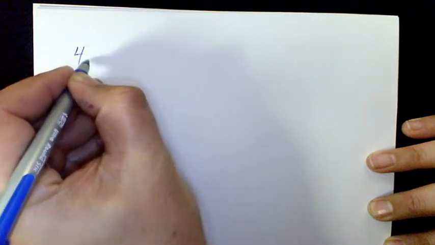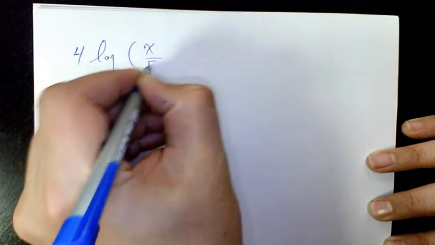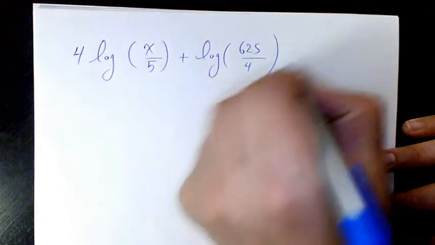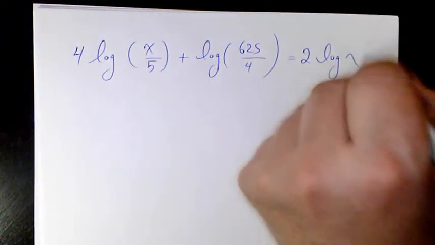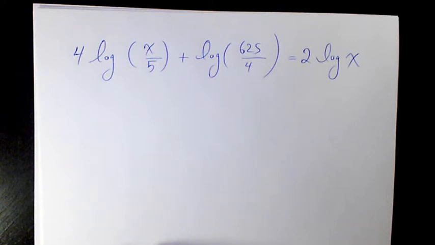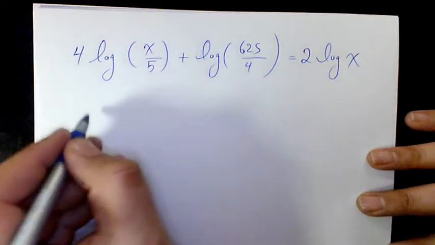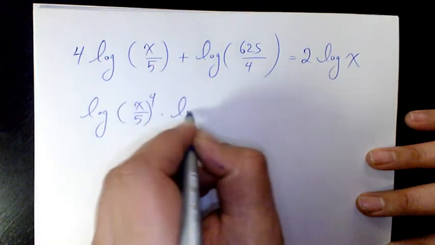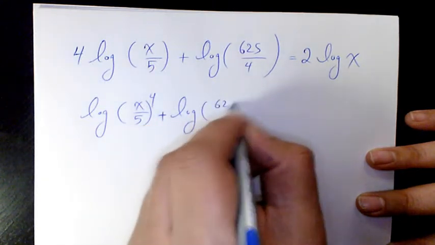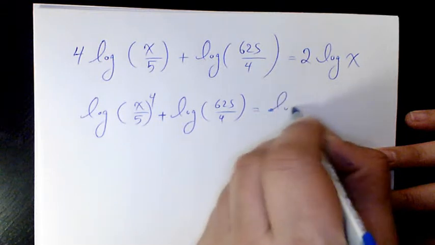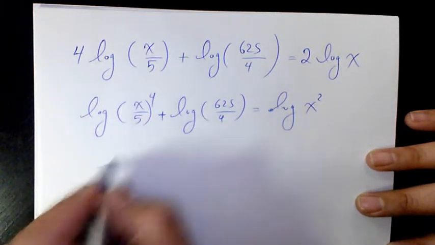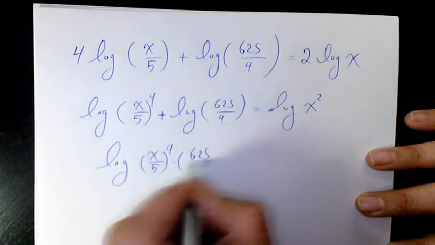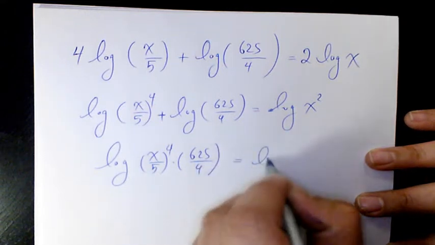First example I have is 4 log x over 5 plus log 625 over 4 equals 2 log x. So that's going to be log x over 5 to the power 4, plus log 625 over 4 equals log x squared. That's going to be log of x over 5 to the power 4 times 625 over 4 equals log x squared.